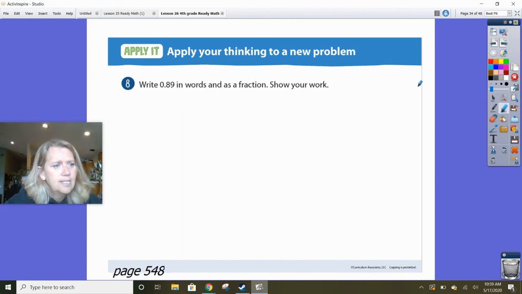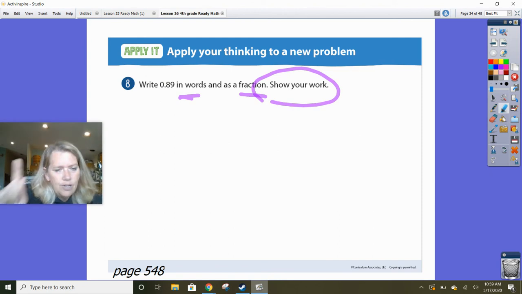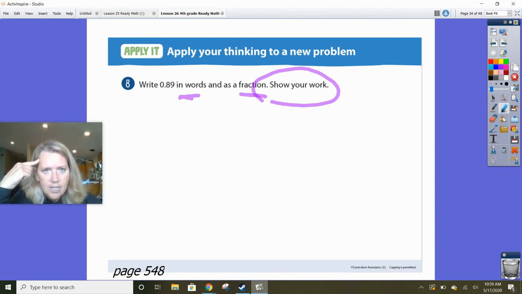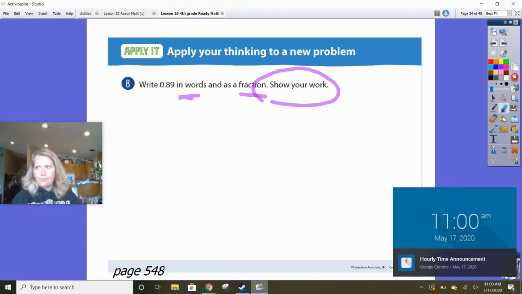Cool beans. All right. Write 0.89 in words and as a fraction. So we have to do both words and a fraction. Show your work. So your work, if you need them, go use the tools. If the work is here, let's just write out the answers and that will show that you got it. 0 and 89 hundredths.